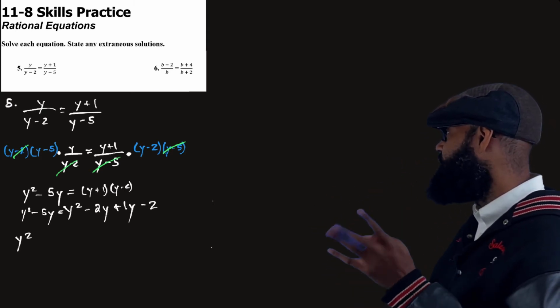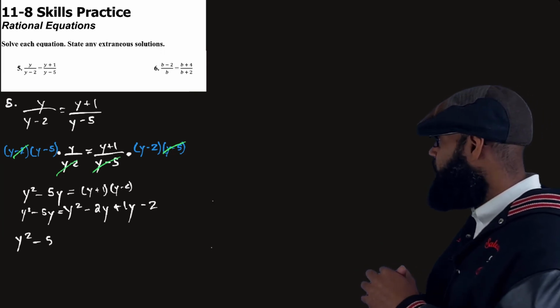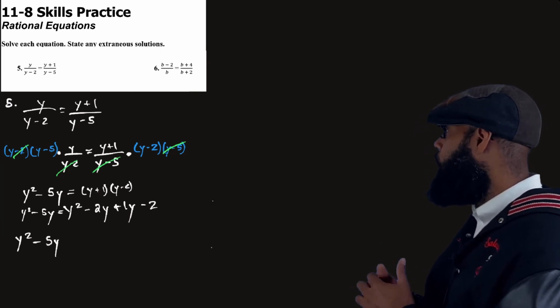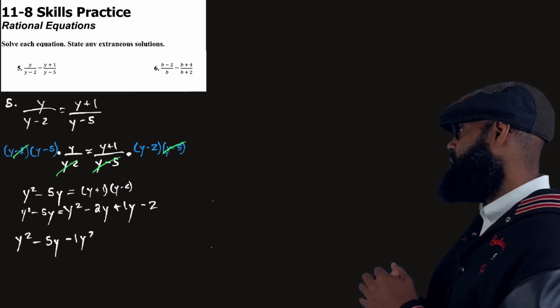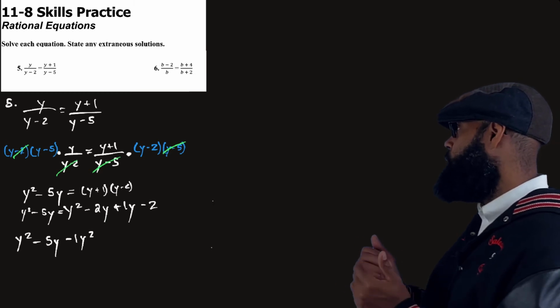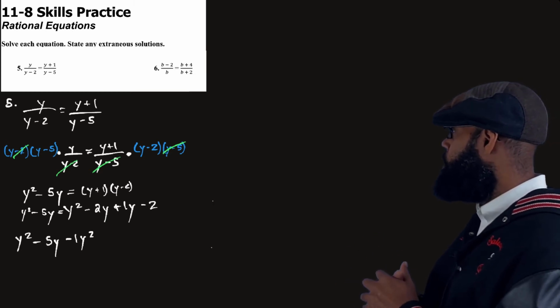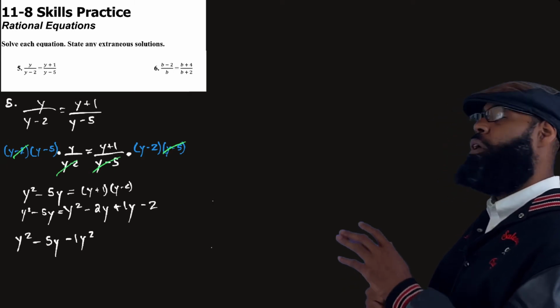Now let's collect like terms, right? Y squared minus 5y is equal to y squared minus, catch up. Am I moving things to the other side? Oh, well, pause.